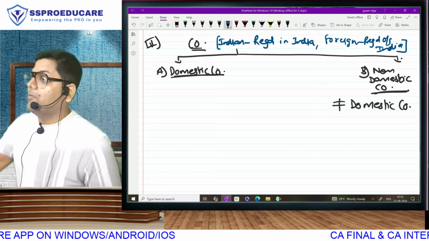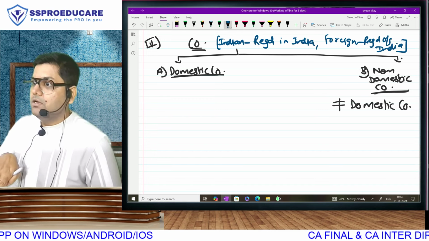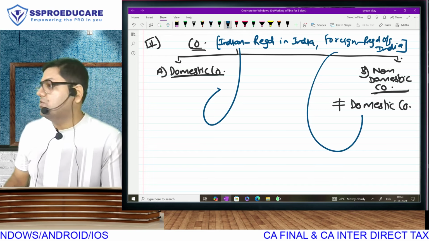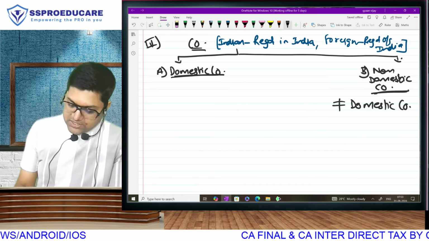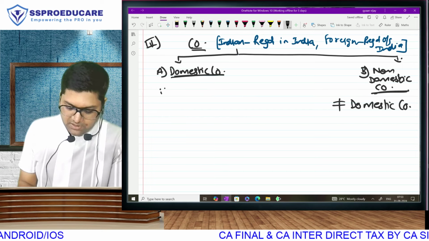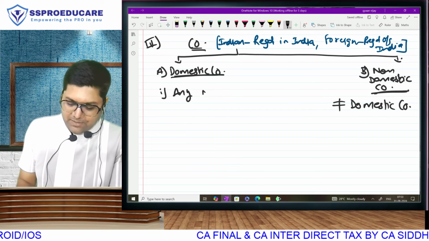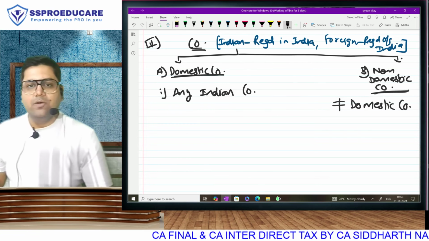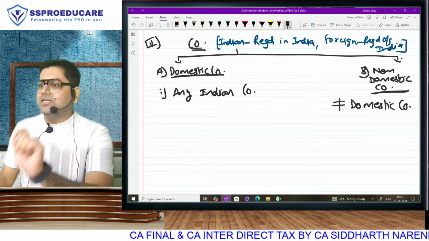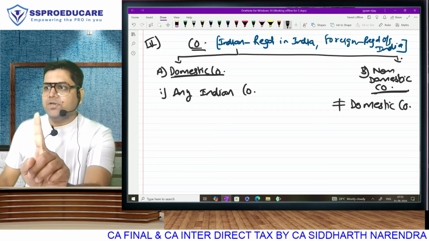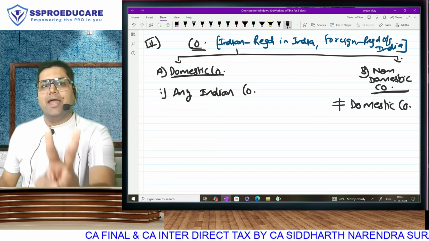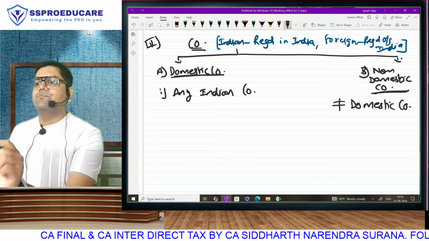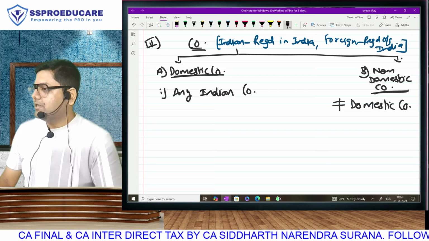But domestic and non-domestic have tax rates given. People make a mistake of assuming, sir, Indian is domestic and foreign is non-domestic. Nice, sir. No. What is the definition of domestic company? Any Indian company will fall in the definition of domestic company. Once you register your company in India, are you an Indian company? You are automatically by default also a domestic company. Every Indian company is also a domestic company.